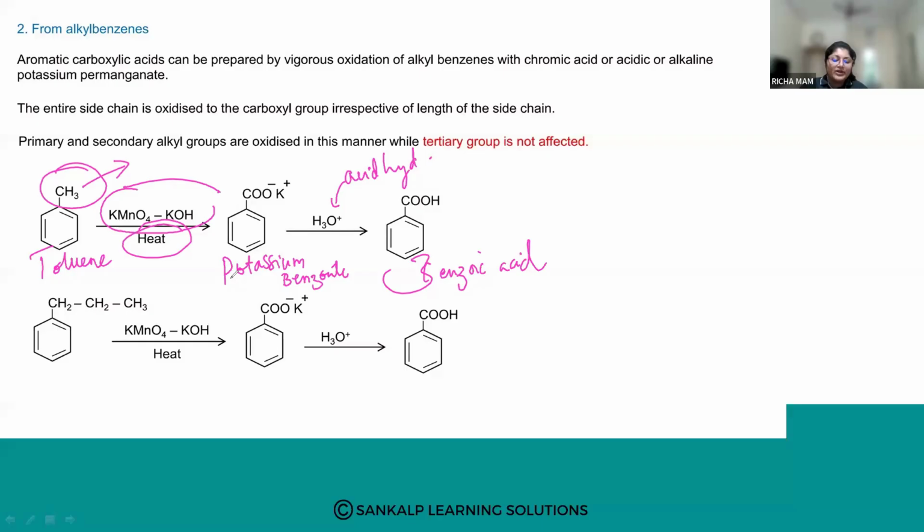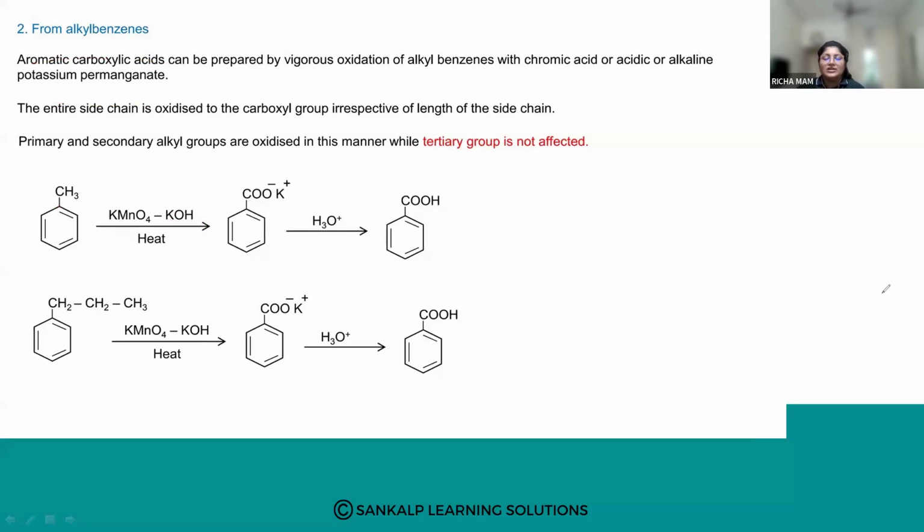Irrespective of how many carbon atoms there are, it is going to get oxidized to a carboxyl group. Understood? So aromatic carboxylic acids can be prepared from this type of oxidation of alkyl benzenes. You can use either chromic acid, or acidic or alkaline potassium permanganate. So you can use these reagents.